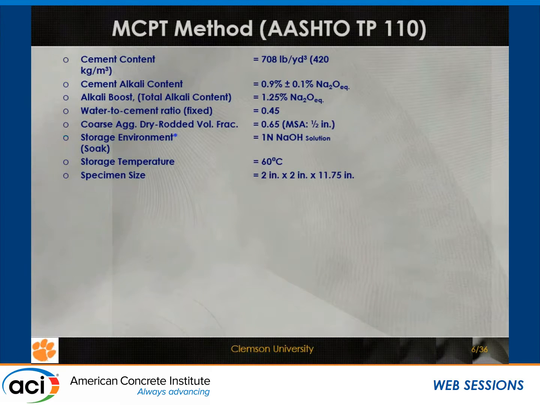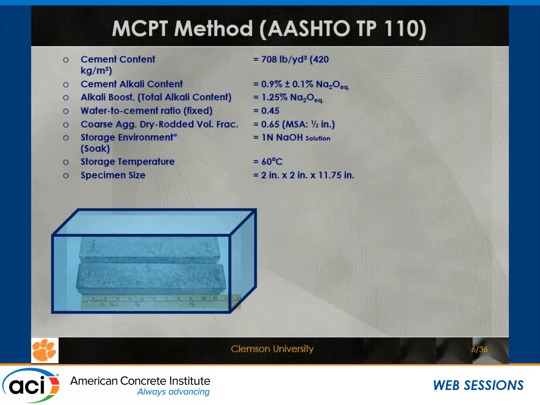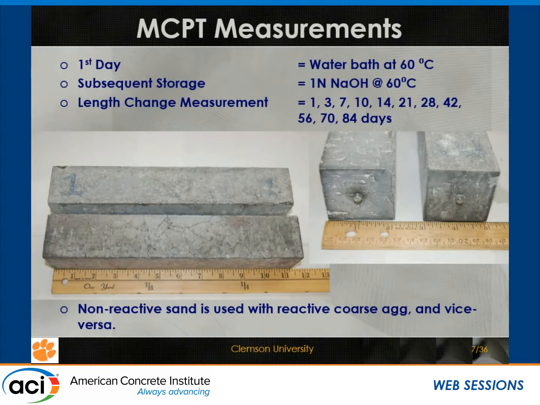The specimens we use for the study are 2 by 2 by 11 and a quarter inches. That's 11.25, not 75. Basically, they look like your CPD. They're soaked in a solution maintained at about 1 normal sodium hydroxide, 60 degrees Celsius. We go through the initial process of letting them cure in water for a day and then subsequently storing them in sodium hydroxide solution. The idea is that even within that first day of curing in water at 60 C, you gain sufficient mechanical strength in these specimens that they're able to resist some of the expansive stresses that build up later on due to ASR.